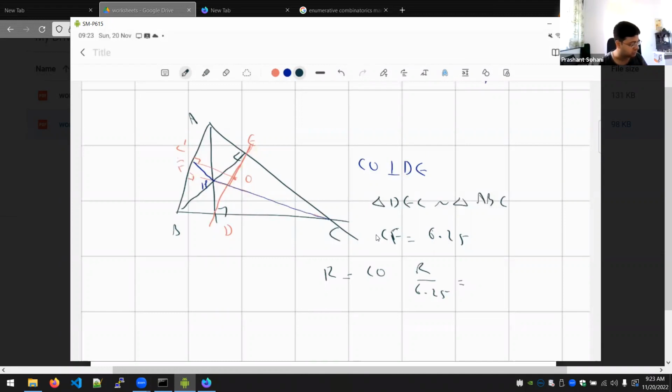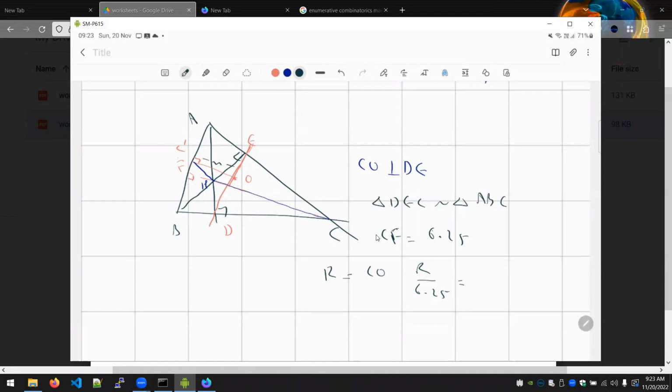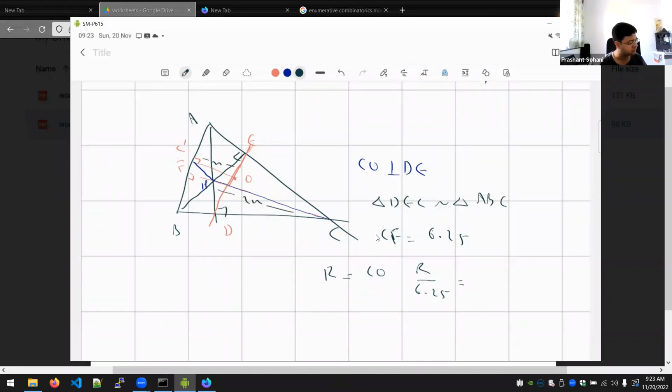Can you slow down? We let OC dash equal to X. So CH is equal to 2X, which is the diameter of circle DEC. So the circumradius of DEC is equal to X.